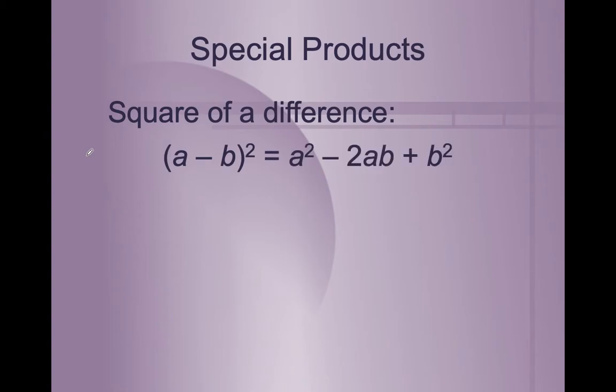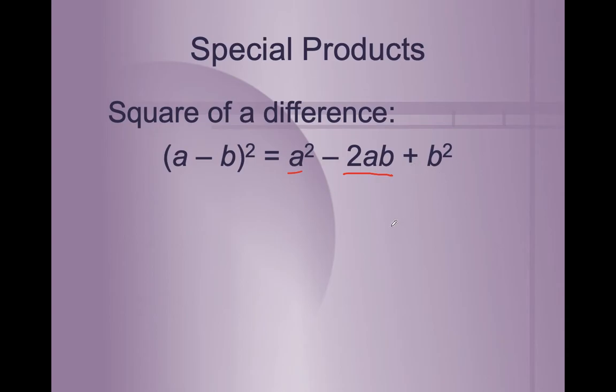What if we have the square of a difference? So instead of a plus b squared, it's a minus b squared. So let's talk about this. Well, again, a squared is going to be the same. That's not going to change anything. This is going to change though. We're going to be subtracting 2 times a times b. So we're not changing that. And then plus b squared.